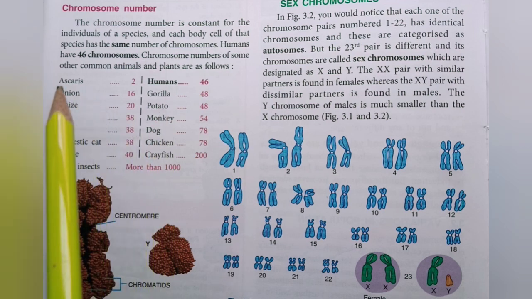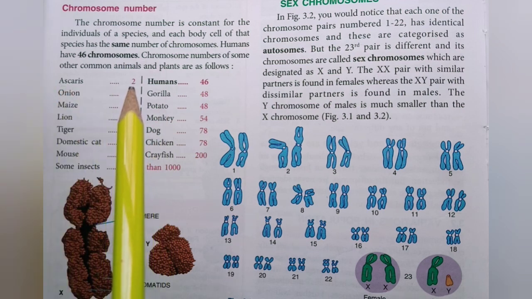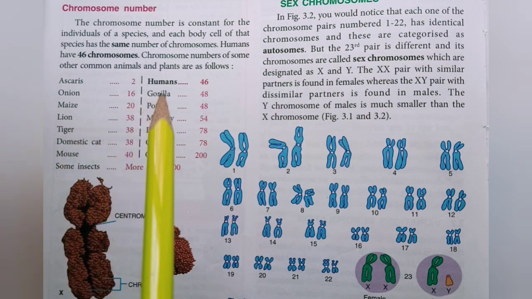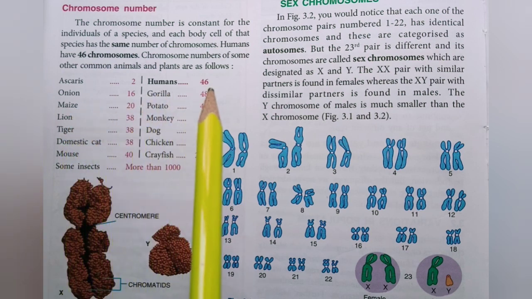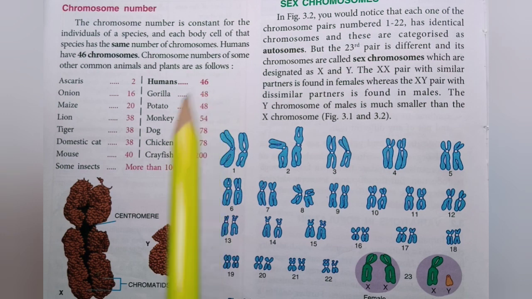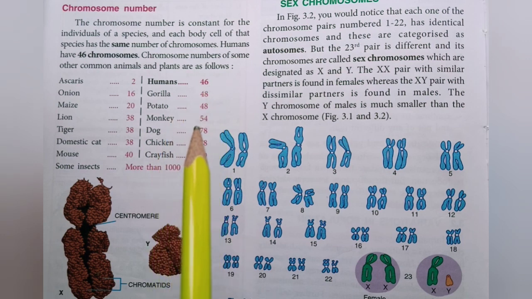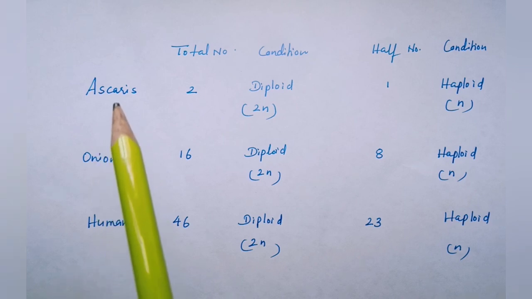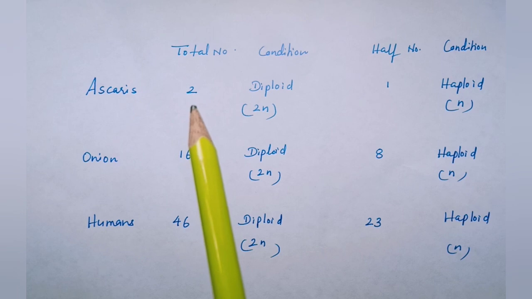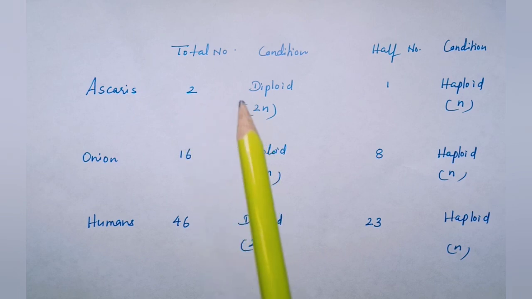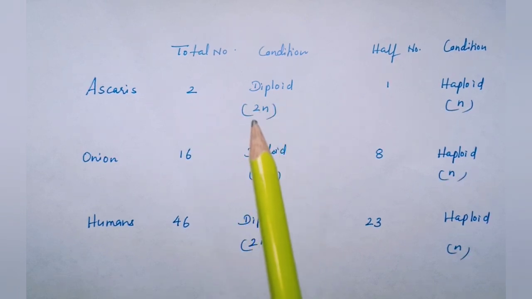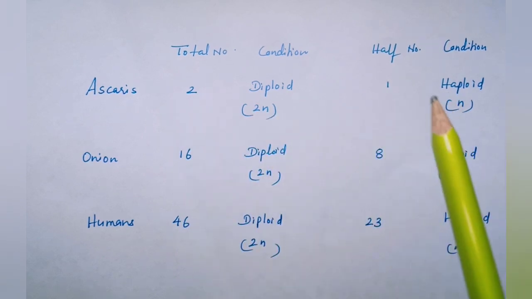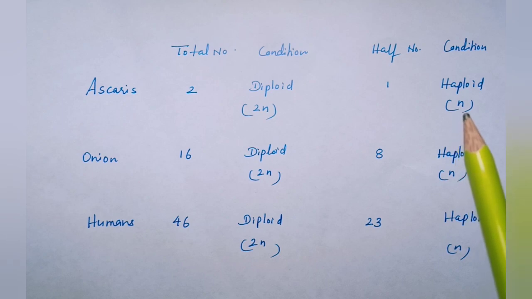Like we can see here, ascaris has 2 chromosomes in all its cells, onion has 16, maize has 20, and let us take humans, they have 46 chromosomes in all their cells. Now this condition is known as diploid. Let's take 3 examples here. The first one, ascaris, which has 2 chromosomes in all its cells. That is the diploid condition represented by 2n. Half the number of these total, that is 1. That is the haploid condition represented by n.